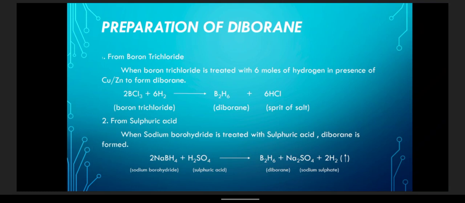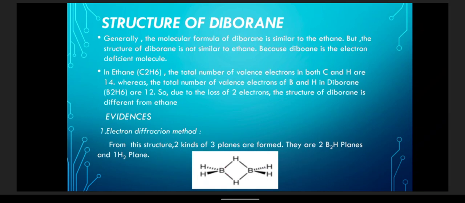Diborane can be prepared by different methods. I have two methods: from boron trichloride, when boron trichloride is treated with 6 moles of hydrogen in the presence of copper or zinc, it forms diborane. And from sulfuric acid, when sodium borohydride is treated with sulfuric acid, diborane is formed. So we get diborane from these two methods.